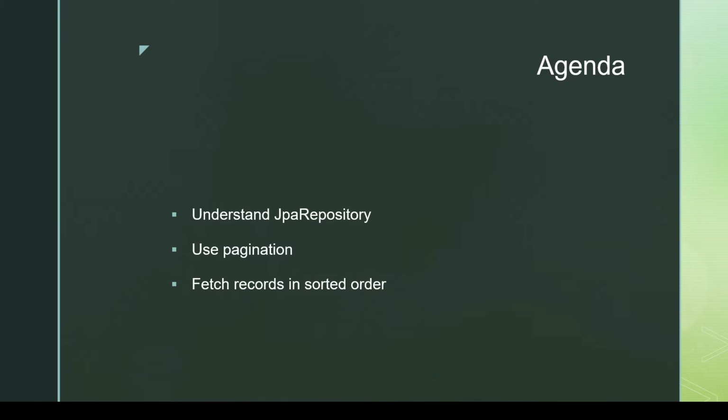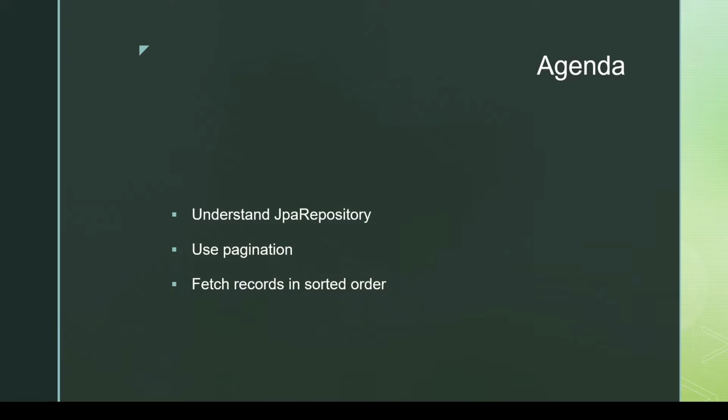Same as before, we have an existing MySQL database, and in the existing project, we have an entity, a small user entity that is mapped with the database table. In this video, we will try to understand how to use JpaRepository, which is another interface from the Spring framework, and we'll see how to fetch records using pagination. That means records in pages, and we'll also see how to fetch records in sorted order. So let's say if we want to fetch records by username in ascending order, how to do that.